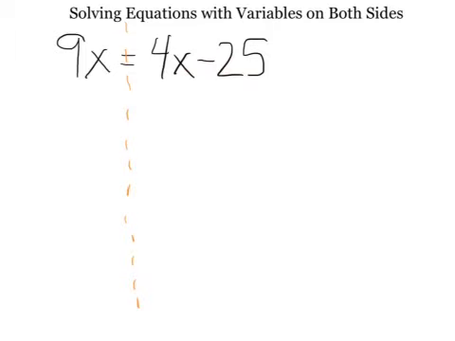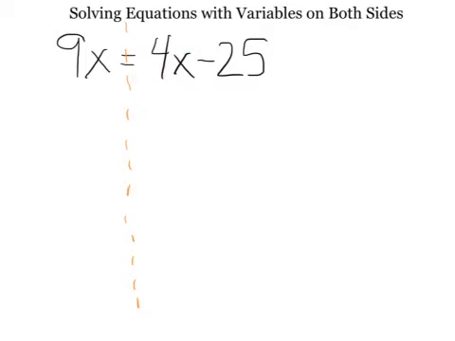Now we can see which side has more x's on it. Well, on this side there are 9 x's. On this side there are 4. So the left side has more x's. What I want to do is move all of my x's to that side. So I need to get these 4 over here somehow.